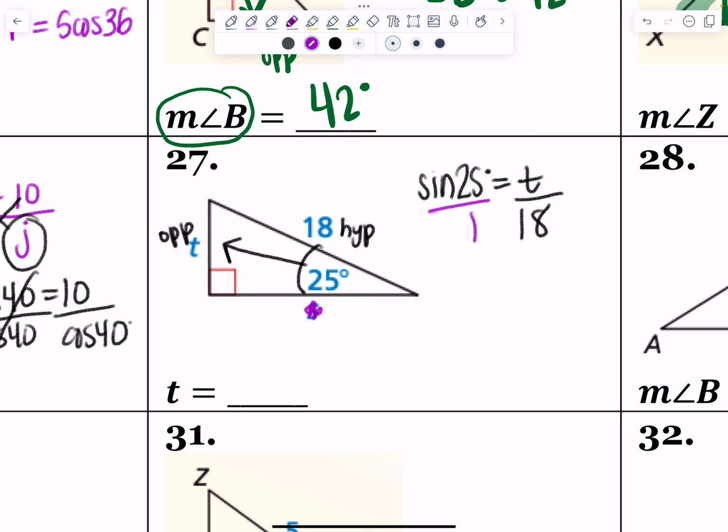We're using normal trig, so I'm going to put this over 1 and cross multiply. T is going to be equal to 18 times the sine of 25 degrees. And so I'm just going to go ahead and type that straight in. 18 times the sine of 25 is going to be about 7.6. Does that make sense as an answer? Is 7.6 less than the hypotenuse like I anticipated of 18? Yes, it does.